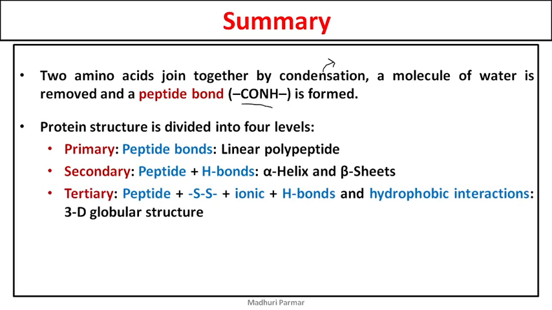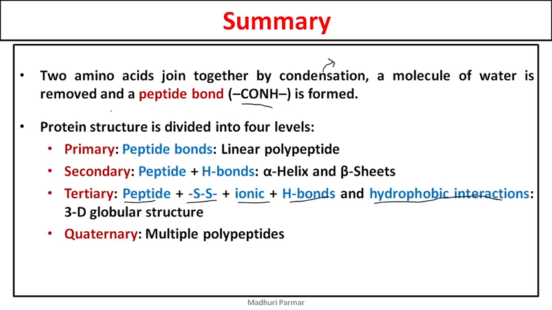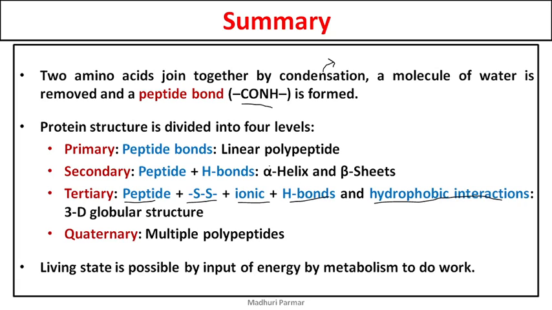Then you have tertiary structure. Tertiary structure is the one where there is peptide bond, disulfide bond, ionic bond, hydrogen bonds, as well as hydrophobic interactions. And it has a 3D structure. So remember tertiary and 3D. Tert means 3. So 3 and 3. Quaternary is when you have multiple polypeptides joined together. Living state is possible by input of energy by metabolism to do work. This we will be studying in the next class.